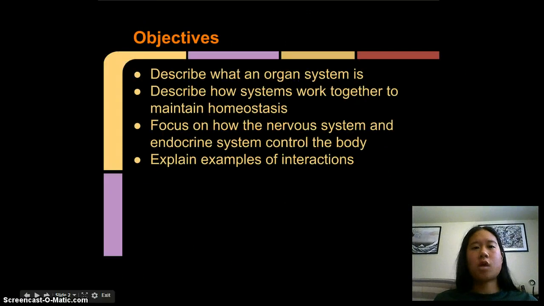Our objectives for today are to describe what an organ system is, a little bit of review from last week. We're also going to describe how systems work together to maintain homeostasis. Remember, homeostasis is self-regulation of the body to maintain things. Specifically, we're going to focus on how the nervous system and the endocrine system control the body, and we'll also explain some examples of interactions.